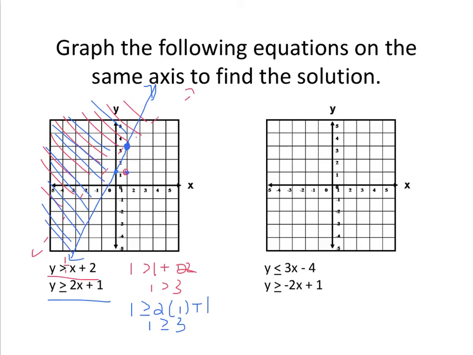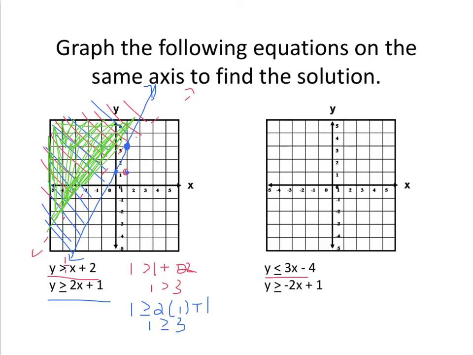Okay, so now we want to find the point where they overlap, which is the point of intersection. So everything that has both colors here would be right here. Okay, so my solution is everything in green. Okay, and then let's try the next one.